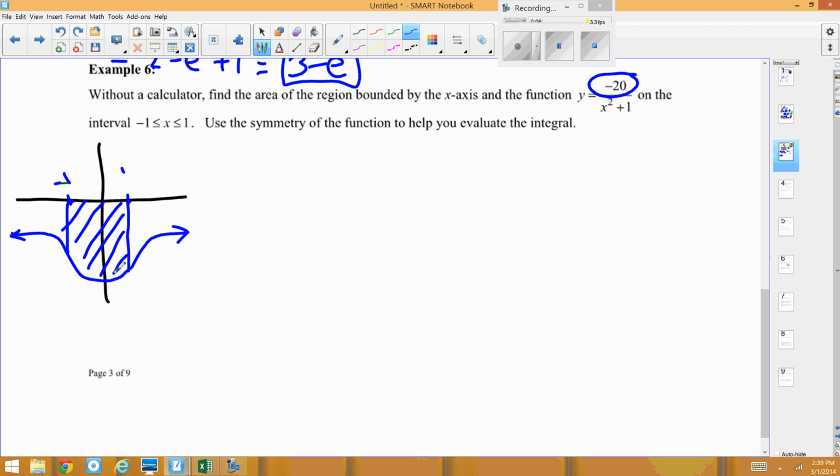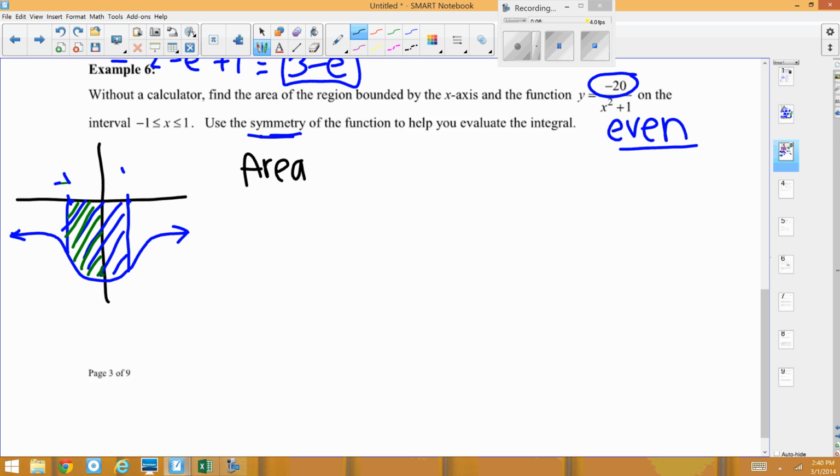Now if we use our function in our calculator, it's going to give us a negative value. And now there's one other thing added here: use symmetry of the function to help you evaluate the integral. Well, this happens to be an even function, which means that it has y-axis symmetry. So if we just find this part, then we could just multiply it by 2 to get the other part. All right, so we're going to do that.